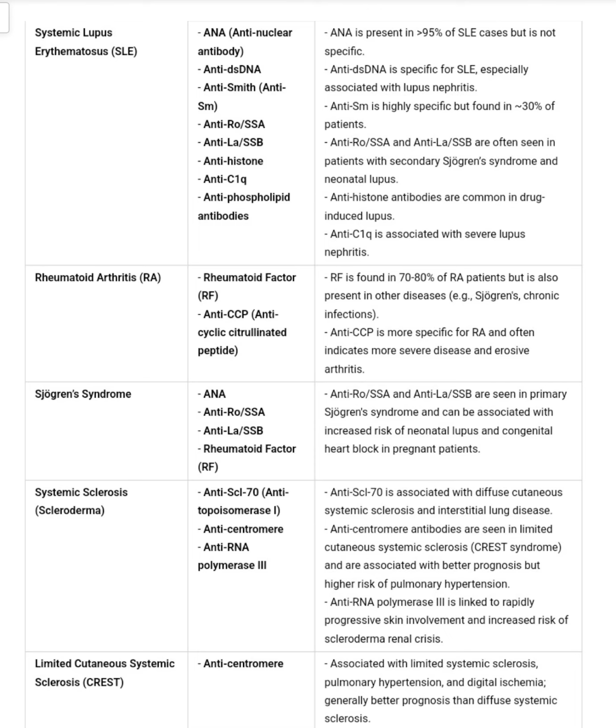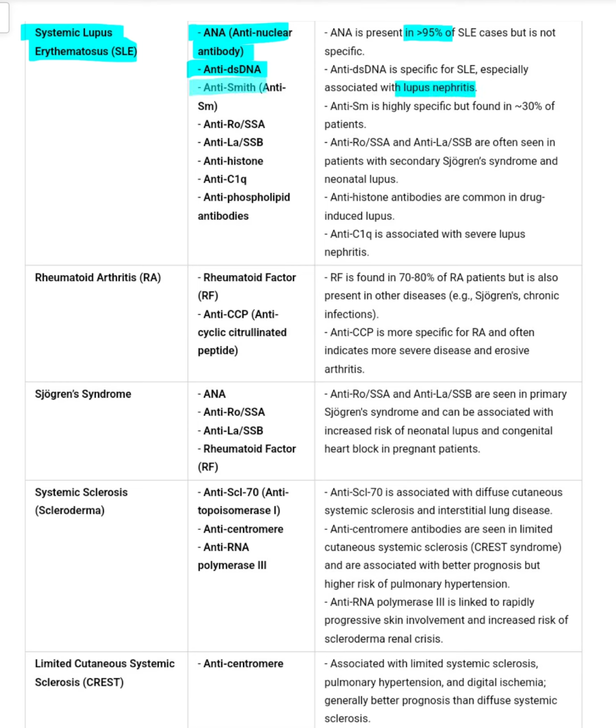Let us now study about all the antibodies which are used in rheumatology. Starting with SLE, what antibodies are we getting here? ANA, that is anti-nuclear antibody. It is present in more than 95% cases of SLE, but it is not specific, as it is present in other autoimmune disorders also. Next is anti-double stranded DNA antibody, which is specific for SLE and it is associated with lupus nephritis.